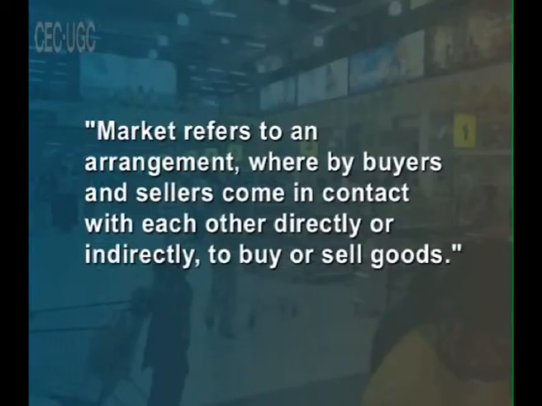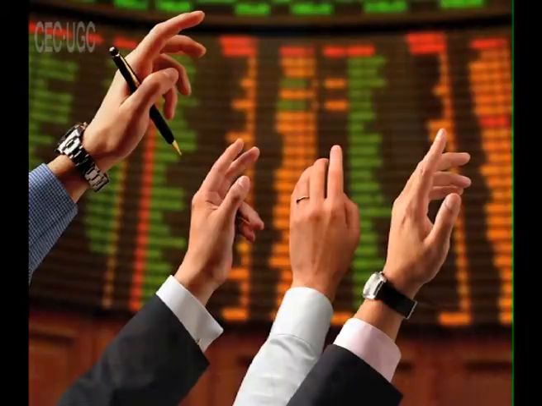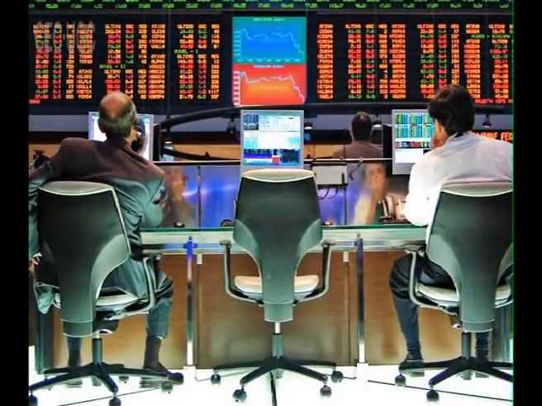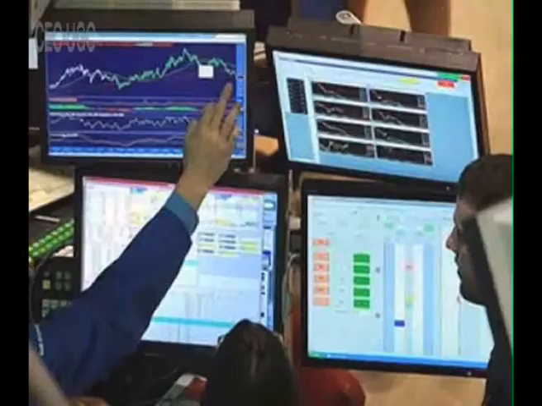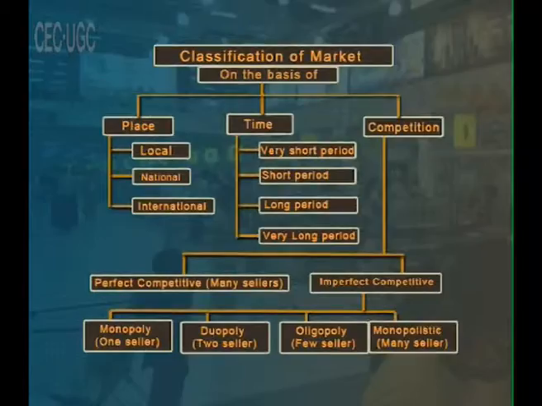Market refers to an arrangement whereby buyers and sellers come in contact with each other directly or indirectly to buy or sell goods. Thus, the above statement indicates that face-to-face contact of buyer and seller is not always required. For example, in a stock or share market, the buyer and seller can carry on their transactions through internet. So, internet here forms an arrangement, and such arrangement also is included in the market.